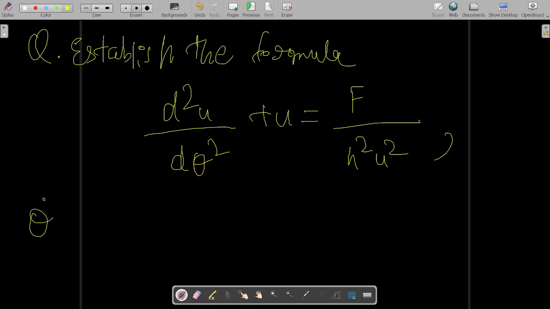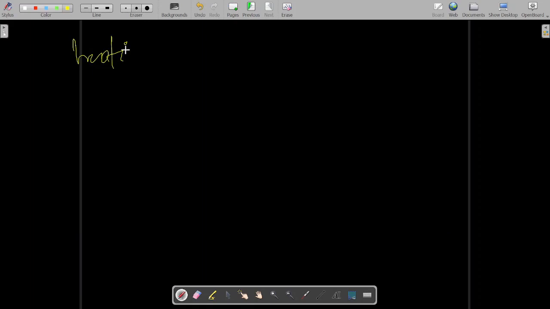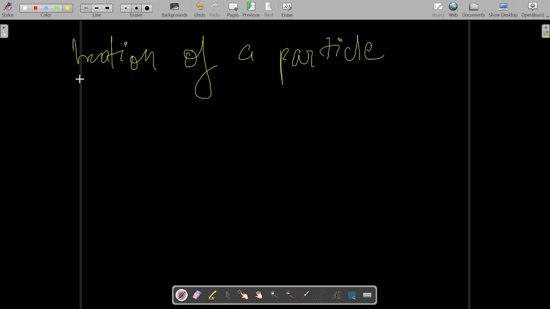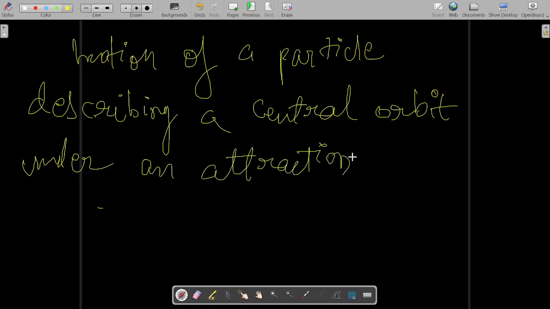Okay, your theta dot is your h u square, where u is equal to 1 by r, for the motion of a particle describing a central orbit under an attraction F per unit mass.